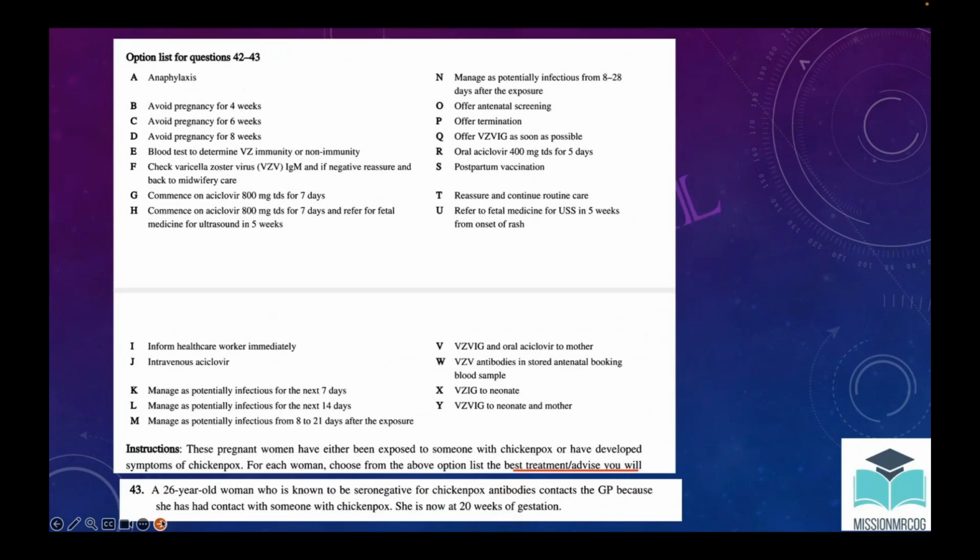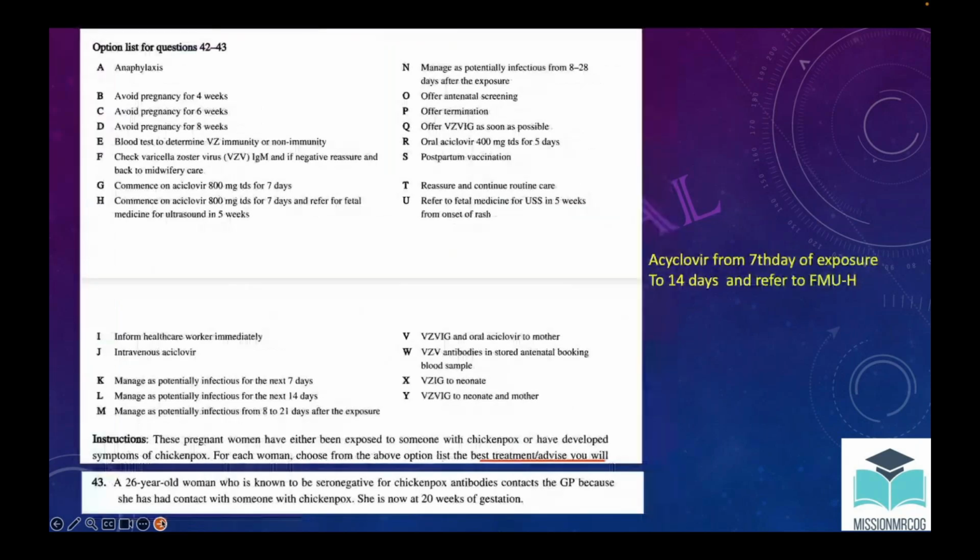So a 23-year-old, seronegative for chickenpox antibodies, has contact with chickenpox. She's 20 weeks. So what will you do? As per new guidelines, we will give acyclovir from day 7 to 14. So acyclovir according to the new guideline from the 7th day of exposure to the 14th day, and the patient should be referred to the FMU. So H.